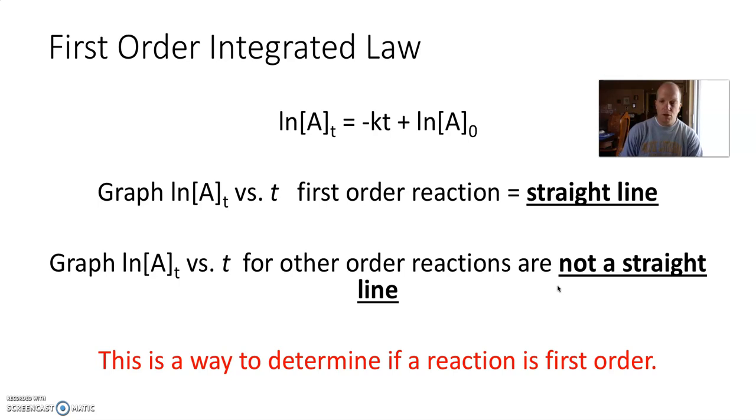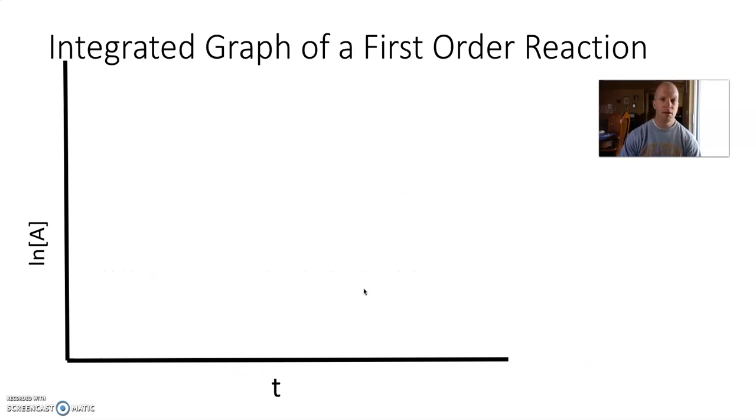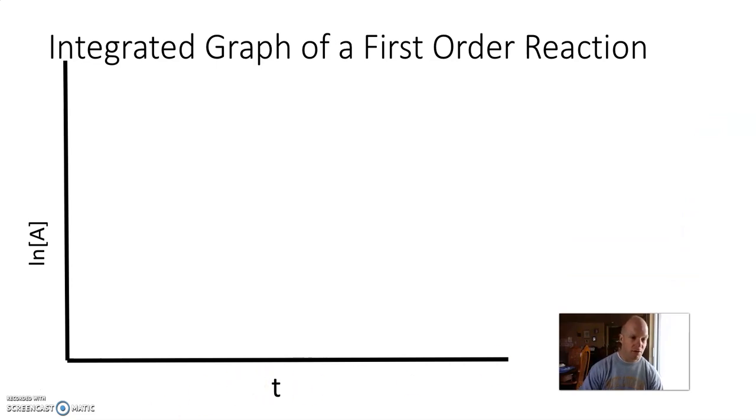This is a way for us to determine if it's a first order reaction by graphing or looking at the relationship between the natural log of A and the time in the experiment. So straight line versus not straight line, and we'll talk more about that a little later. So here is the integrated graph of a first order reaction. If it's a first order reaction, you guys, you should get a straight line that has a negative slope like this.